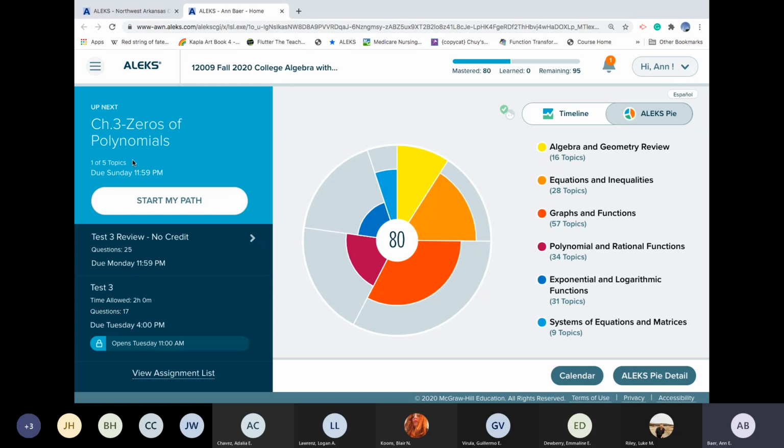Now let's go and talk about how you review learned topics in Alex. And feel free to ask me questions at any time. I want you to understand how Alex works, as well as understand the topics that we cover. So if you currently have a topic that Alex considers you have learned, then here is where you go to review that topic.